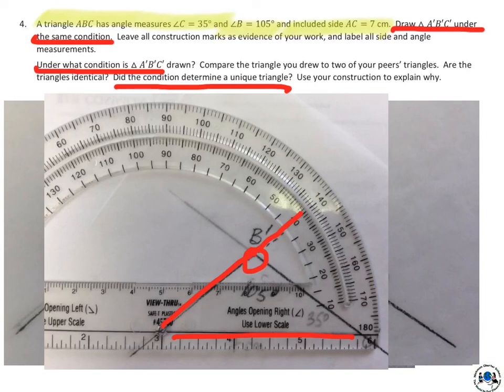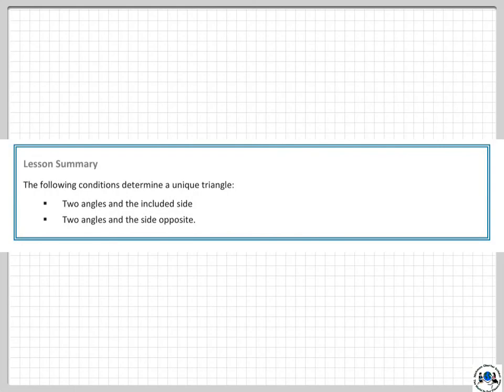Hopefully you are finding utility in this process as well. Okay, well, we'll go ahead and sum up this lesson now with this very, as you can see, very brief summary right here. But before I do, just today we saw two conditions that determine unique triangles. Let's look at the complete list of conditions that determine unique triangles.